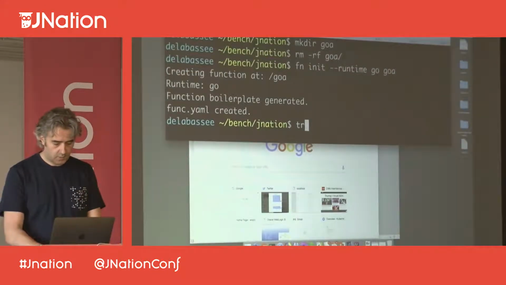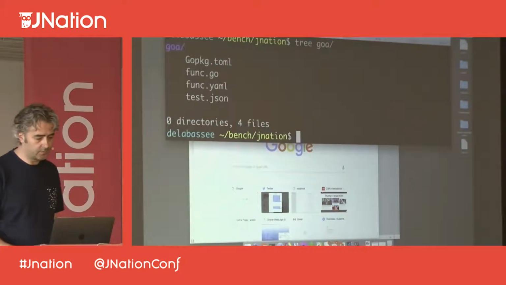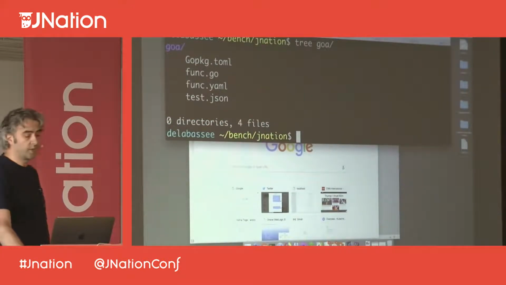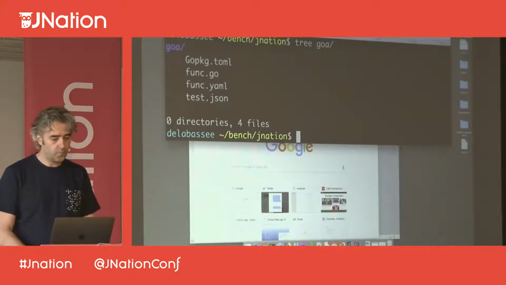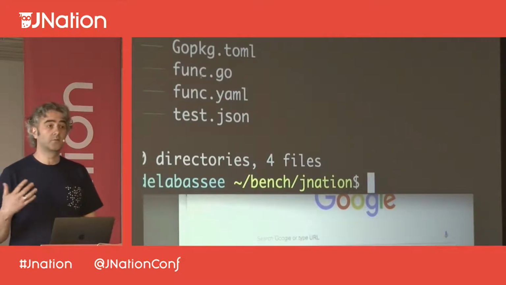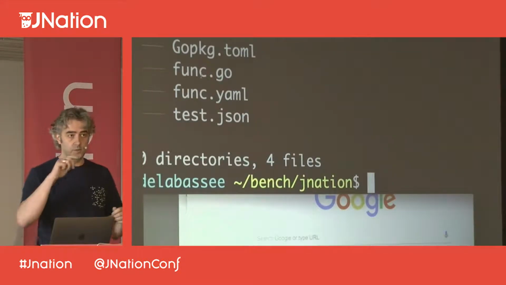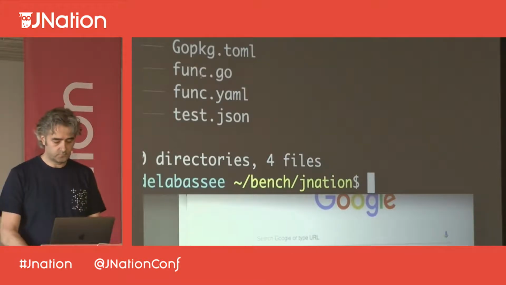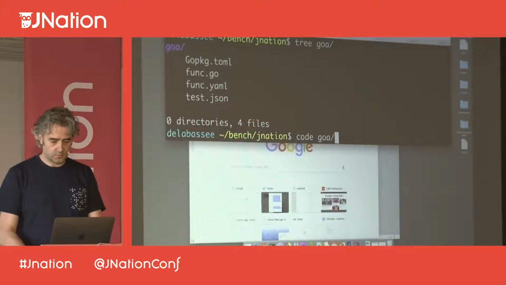So if we look at the Go directory, we have a few files that have been created. The main one is this one, the func.go. That's the function itself. So it's basically a hello world function that we can evolve. Let's just do that using code.